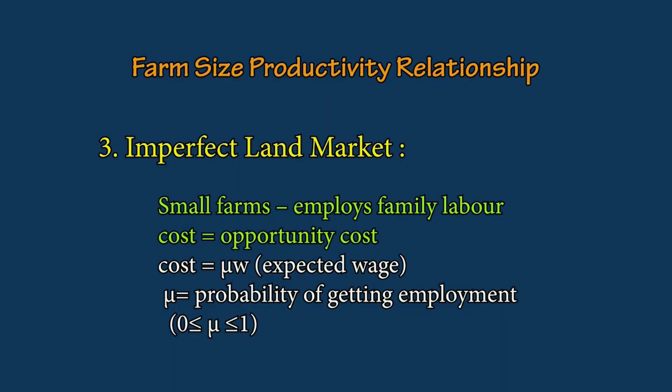Now, how to calculate that expected wage? If we consider mu as the probability of getting employment, then the opportunity cost would be, in this case, mu into W instead of W. Now, we all know that the value of probability lies between 0 and 1. So, in this case also mu lies between 0 and 1. So, that means the opportunity cost mu into W must be less than or equal to W, the existing market wage.